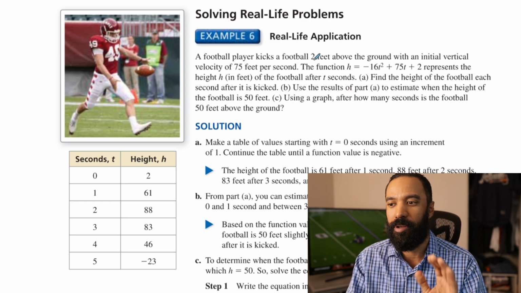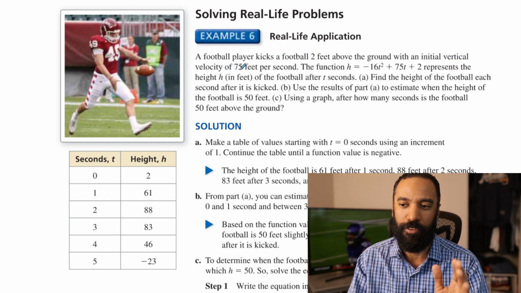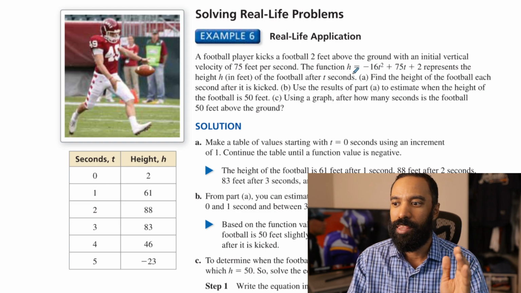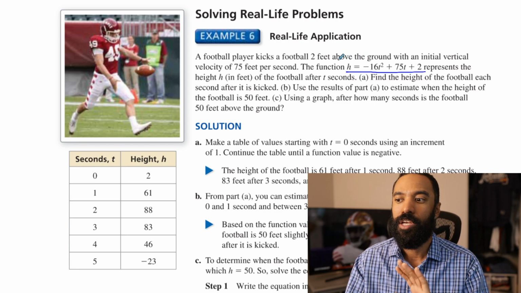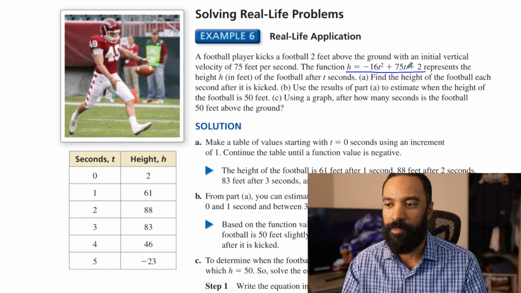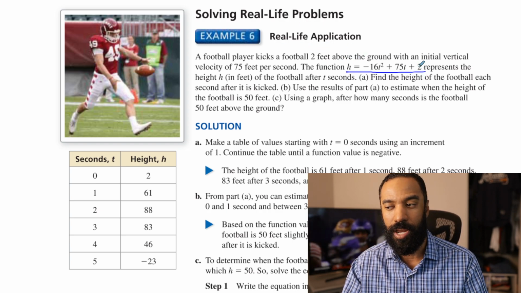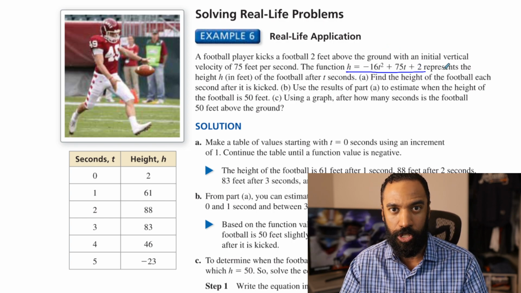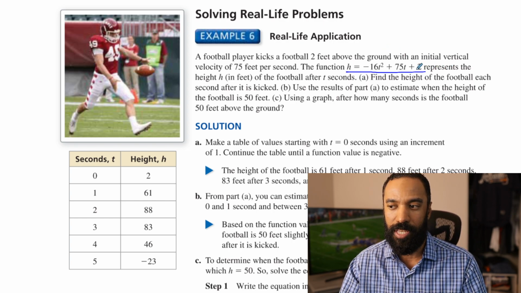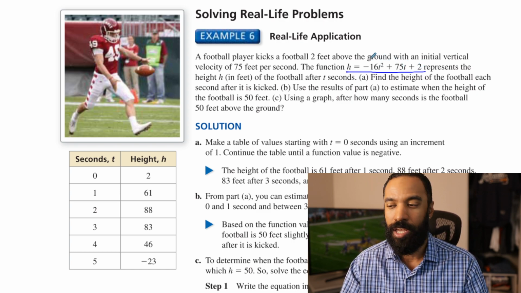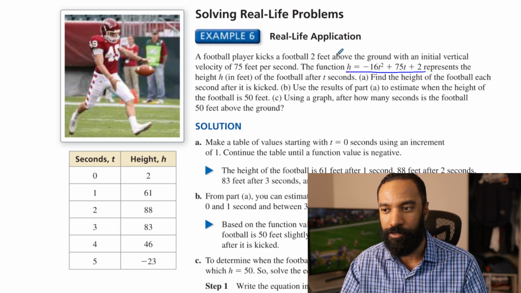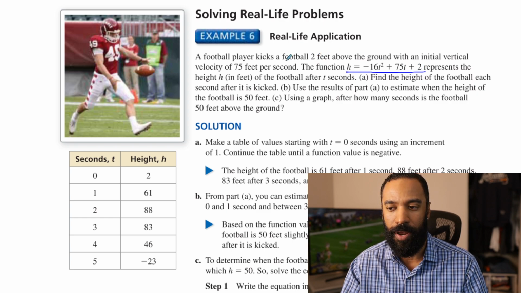A football player kicks a football 2 feet above the ground with an initial vertical velocity of 75 feet per second. This function represents the height in feet of the football after t seconds. So if you notice, the 2 feet above the ground, this 2, the constant, is not only your y-intercept, but it's also the initial height of the graph. So the y-intercept in standard form is the initial height, because at time 0 is when the football's kicked. So at time 0, you have a height of 2. That's what explains the 2 feet above the ground.